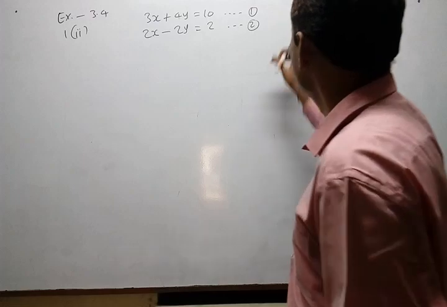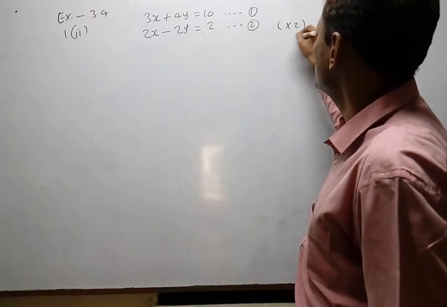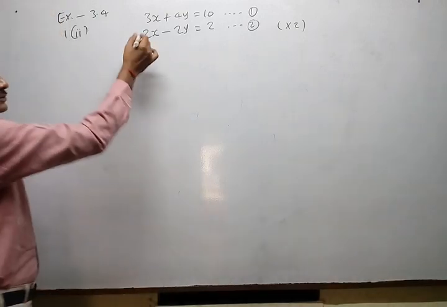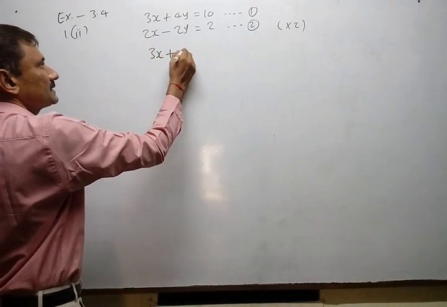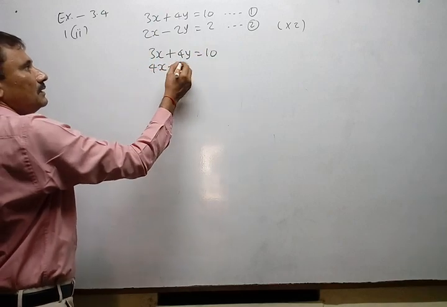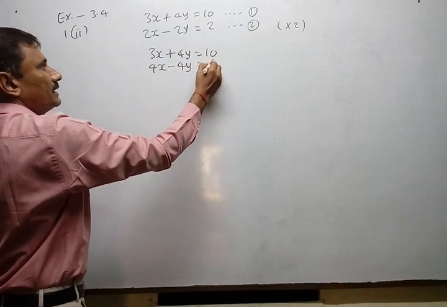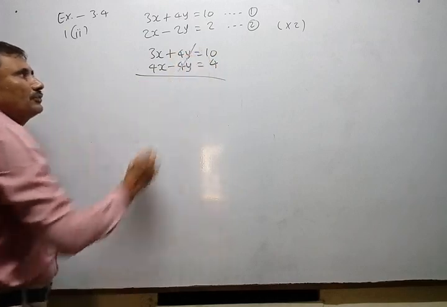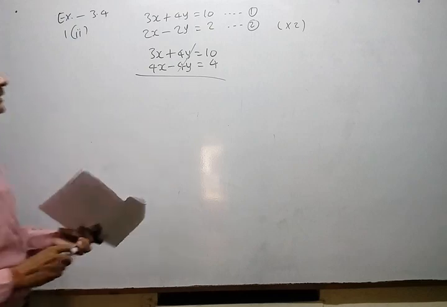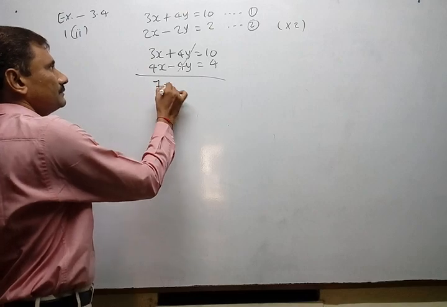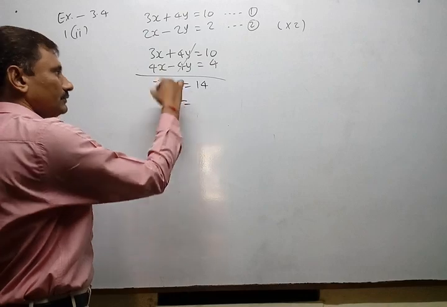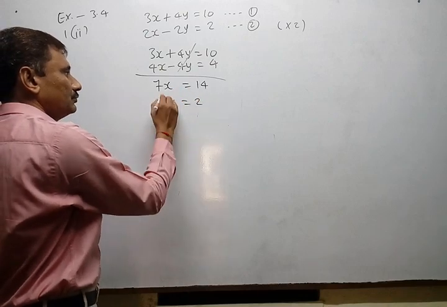Okay, so I am going to multiply the second equation by 2. No need to multiply equation number 1. So just copy the first one, 3x plus 4y equal to 10. Now this should be double: 4x minus 4y equal to 4. 4y cancels. Signs are already opposite. Now 3x plus 4x is 7x, equal to 10 plus 4, 14. So x equal to 14 upon 7, 2.